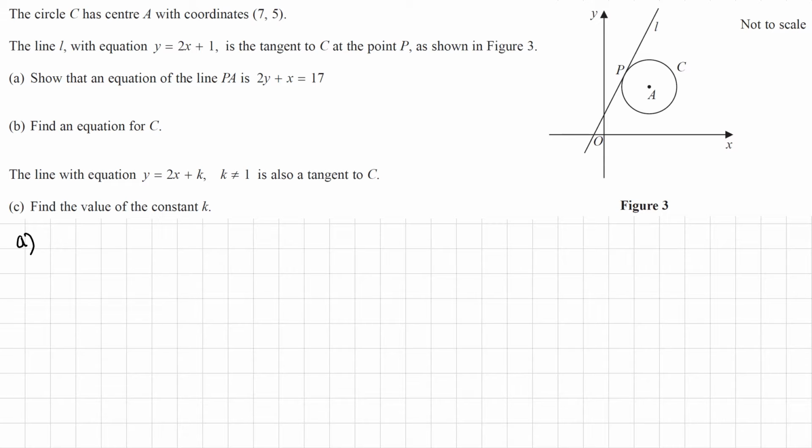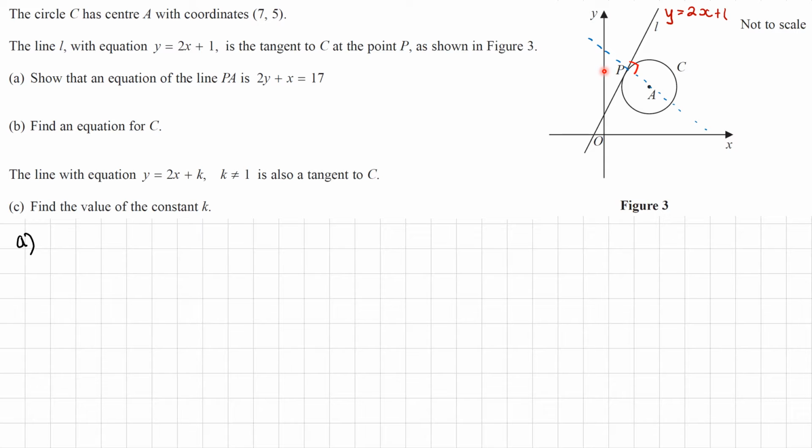Okay, so let's put this information on a diagram. So L, its equation is y is equal to 2x plus 1. I need to find the equation of the line PA. So let's draw that on. That's going to look like this, going through the center of the circle. And what we know is that when we have the radius of the circle, that's what PA is, and a tangent at that point, which is at P, they meet at right angles. They're perpendicular to one another.